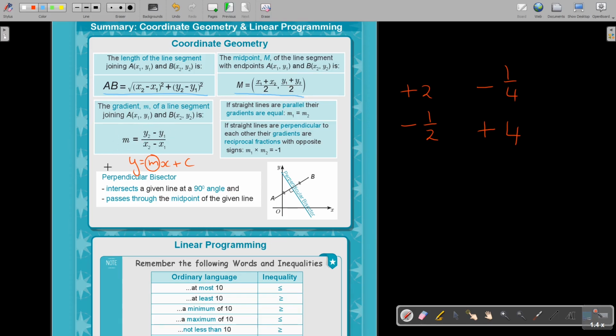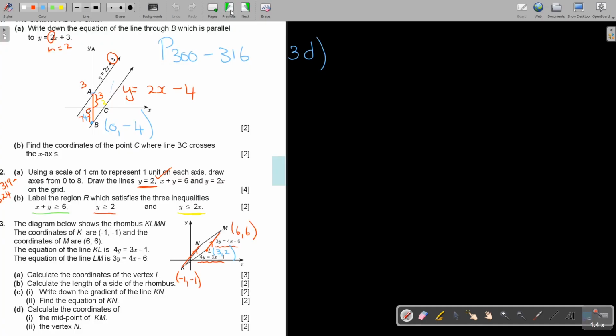Know how to find the gradient. Know that for parallel lines the gradients will be equal. Perpendicular, it will be reciprocals with different signs. Perpendicular bisector, it intersects there, so you will find the midpoint, then you will find the gradient, then you will substitute. Go and look, there are nice examples in the blocks. Okay, but I'm now at midpoint.